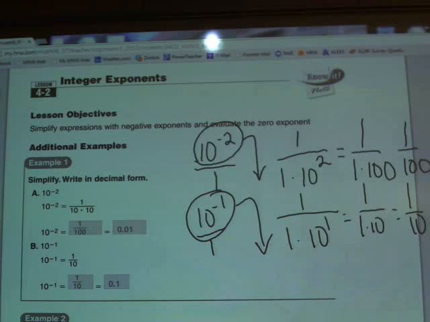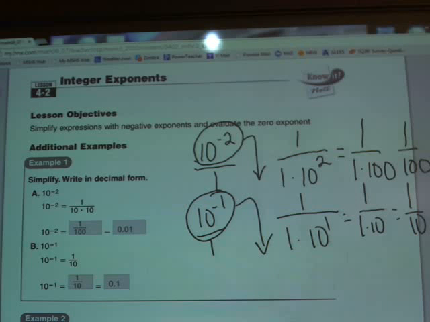And from that you should be able to figure out that if 10 to the negative first is the tenths, and 10 to the negative second is the hundredths, then the thousandths place is going to be 10 to the negative third, and the 10,000ths place is going to be 10 to the negative fourth, and so on down the list we travel.